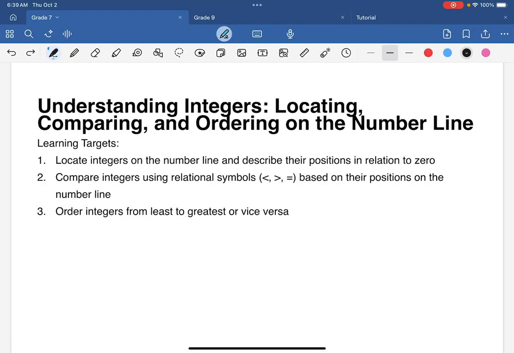Hello class, today we're going to talk about understanding integers, locating, comparing, and ordering on the number line. And here are the learning targets. First, locate integers on the number line and describe their positions in relation to 0. Second, compare integers using relational symbols less than, greater than, or equal to based on their positions on the number line. Third, order integers from least to greatest or vice versa.